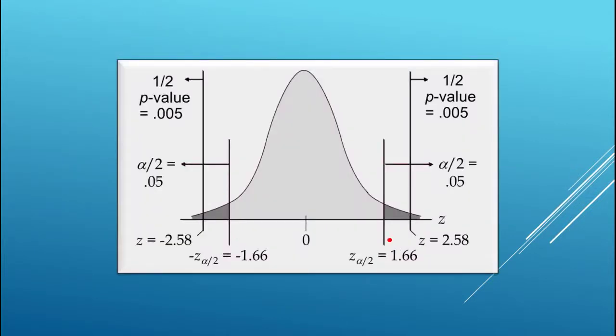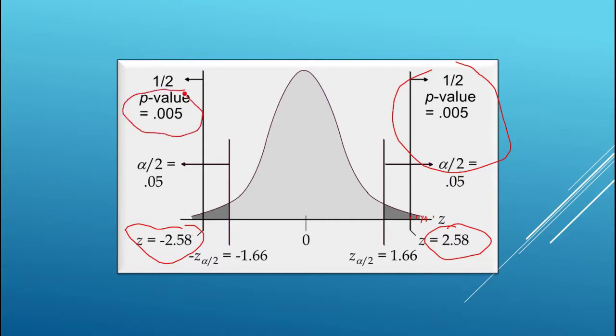Here's a picture. What I'm doing is I'm looking at the area that's to the right of the value of my test statistic, which we know is 2.58, and that's 0.005. But remember that I have minus 2.58 over here in the left tail, and the area that is to the left of minus 2.58 is also 0.005. So the total p-value is equal to 0.005 on the left plus the 0.005 on the right for a total of 0.01. So that's my actual p-value.